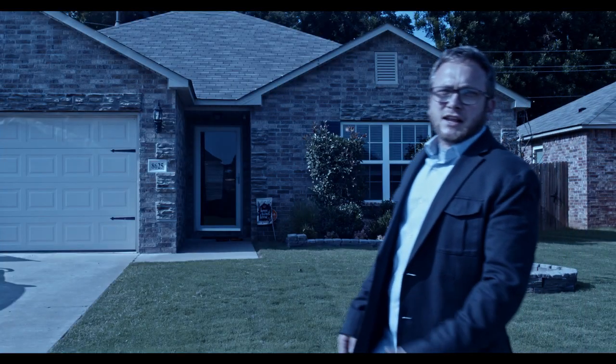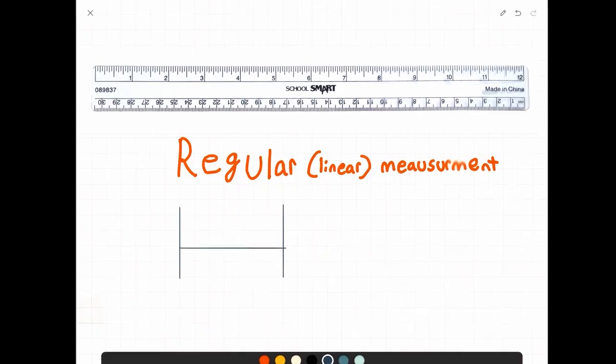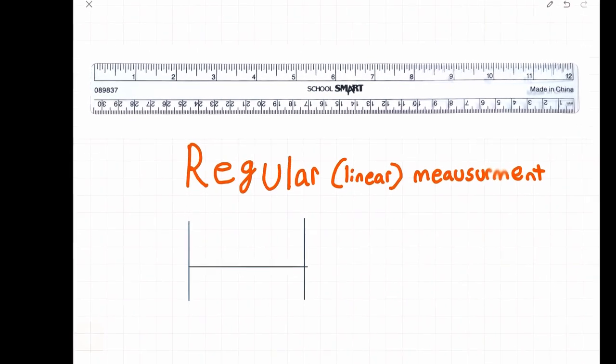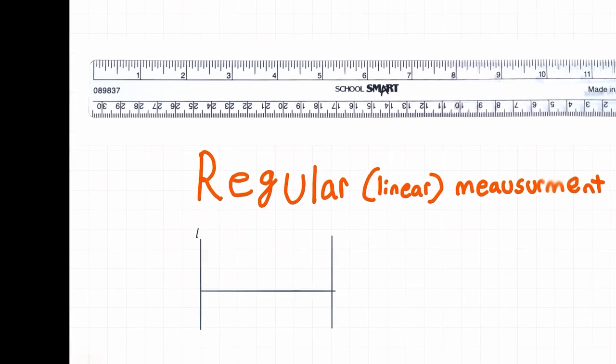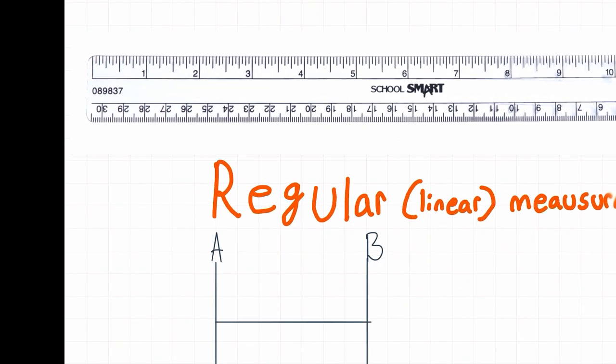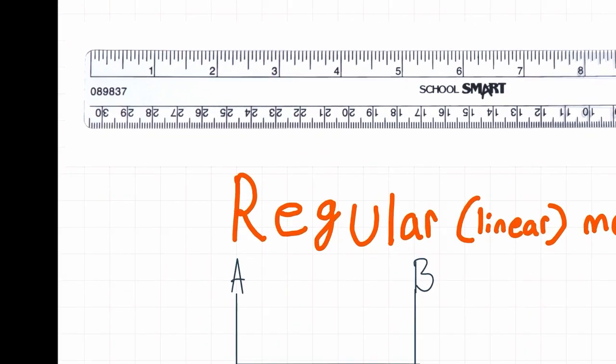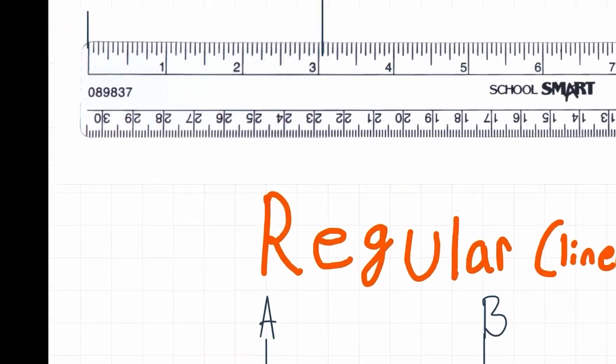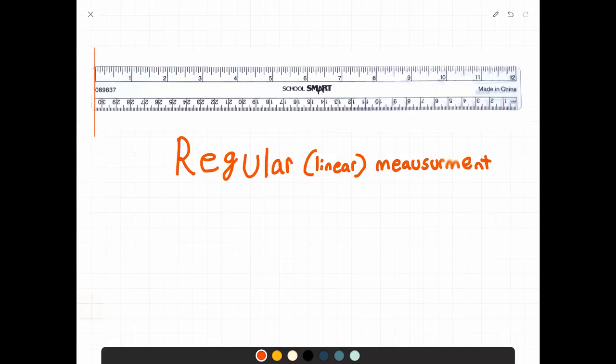If you thought that was a little silly, maybe you should think about how your teachers feel when you use the wrong units. Regular measurement is just measuring the distance between 2 points. For example, from A to B would be about 3 inches. On this ruler, you can see that there are 12 inches total, which does equal a foot.